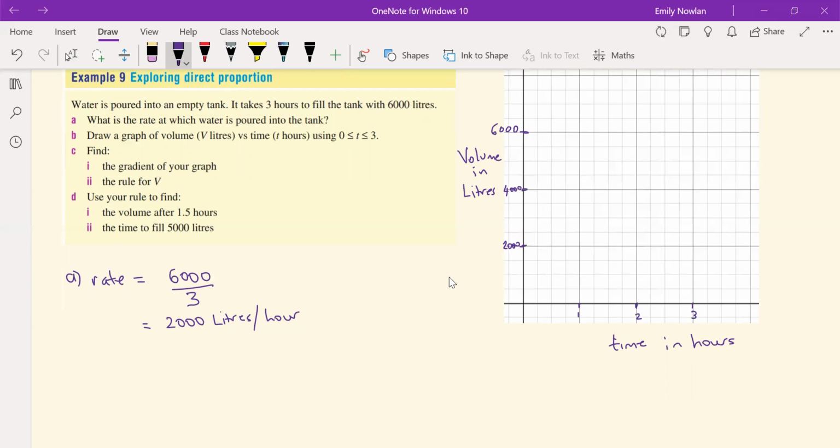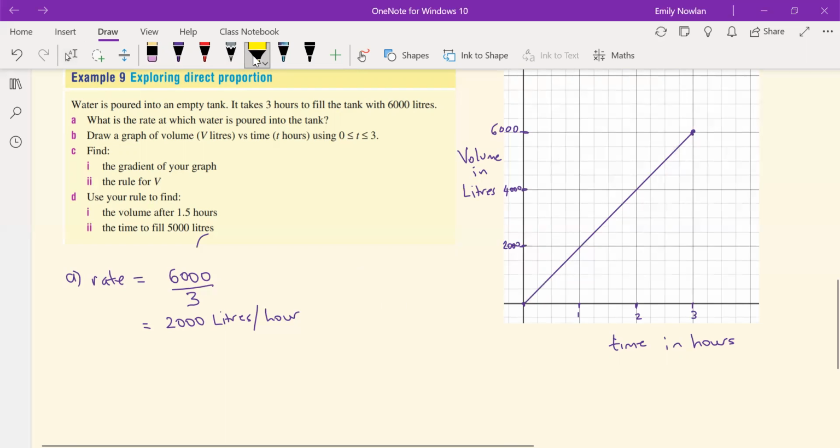I then need to draw. The tank is empty at the very beginning of time, and at the end of time, after 3 hours, it's 6,000 litres. So here is where I'm finished, and I need to join it up with a straight line. Just wondering if I can draw straight lines here. I can. So there, all the way down to, got it. There's my straight line. So there is my graph.